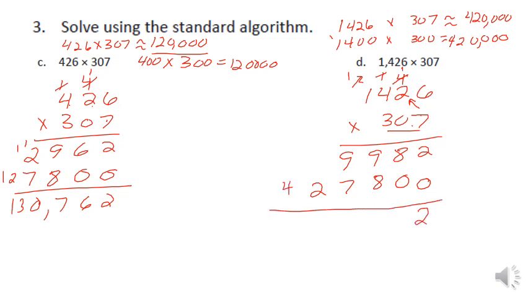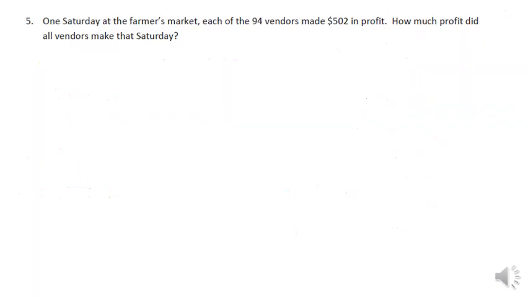We add them up. We got 2, 8, 9, and 8 is 17. Carry the 1, which is 17. Carry our 1. 2 plus 1 is 3, and 4. So we ended up with 437,782. And we said our estimation should be approximately 420,000. That is a reasonable answer.